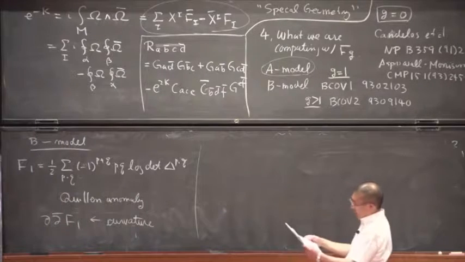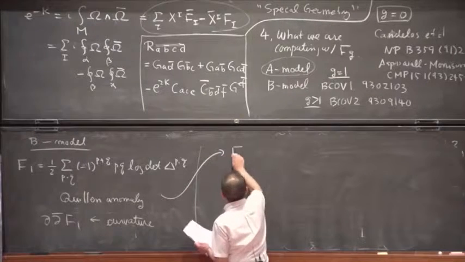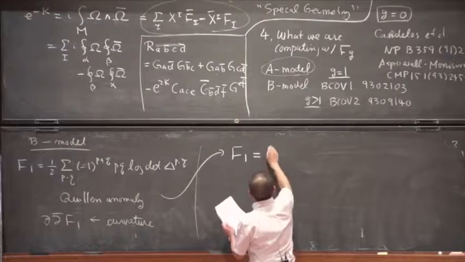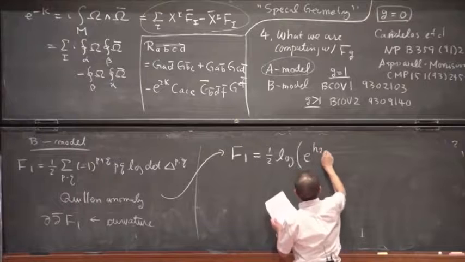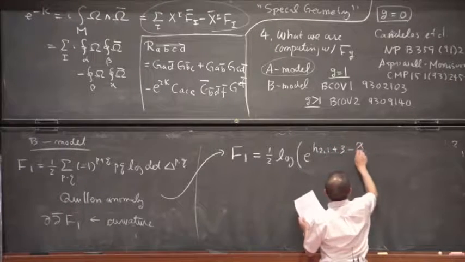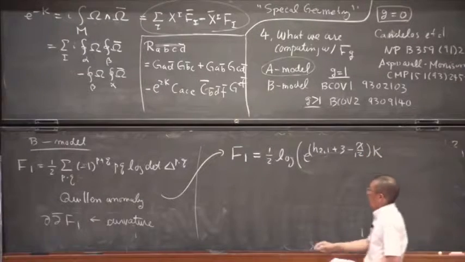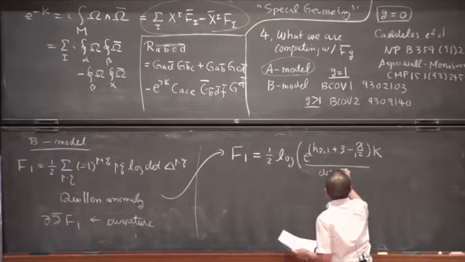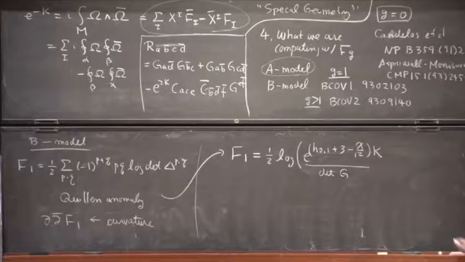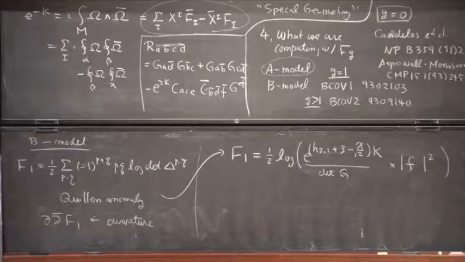So in the case of the B model for a Calabi-Yau space, for example, it turns out that we can integrate this Quillen anomaly to write F1 as log of e to the (h21 plus 3 minus chi over 12) times the scalar potential on the Calabi-Yau moduli space divided by the determinant of the metric on the Calabi-Yau moduli space, times something which depends totally holomorphically on the absolute value of some holomorphic object. So this is the holomorphic part.